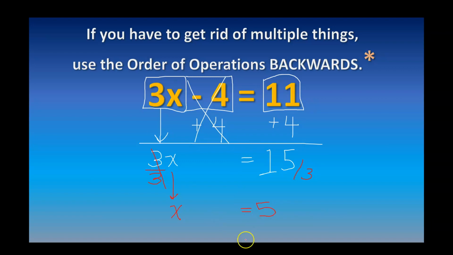Check our work. Replace the letter x with a 5. 3 times 5 is 15. Minus 4 is 11. We are good to go.